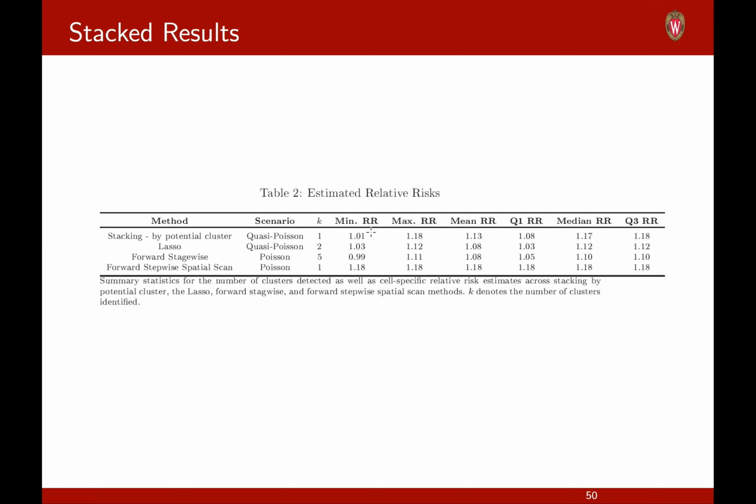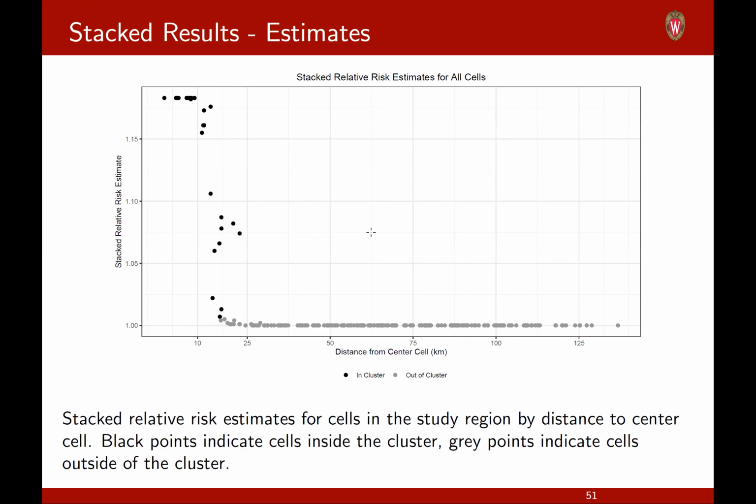Which we would expect. The cluster is going to have the highest relative risk, and we would expect that it goes down the further you get from the cluster center, and we hope that it's 1 outside of that cluster center. So again, we capture much more of the nuance in the study region. And visually, we can see that here as well.